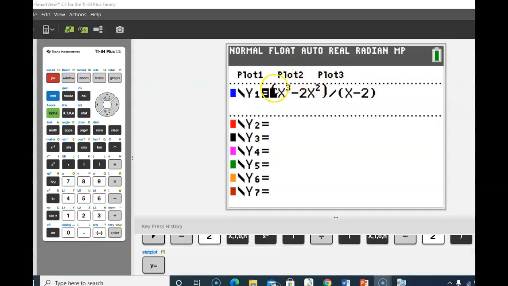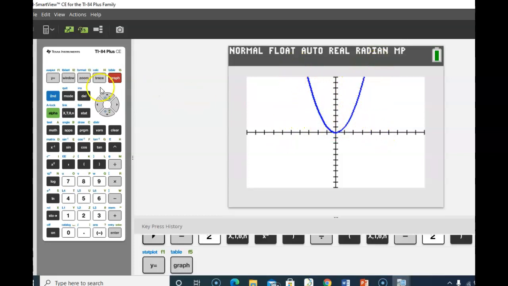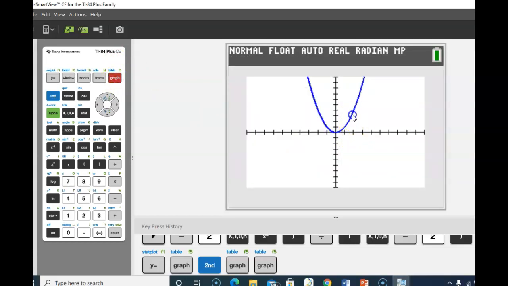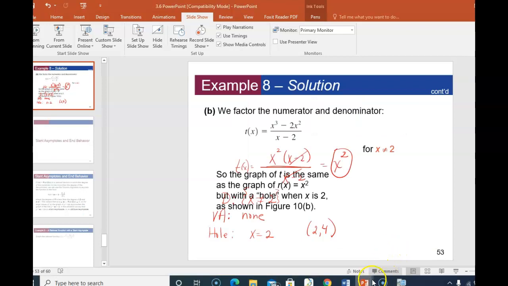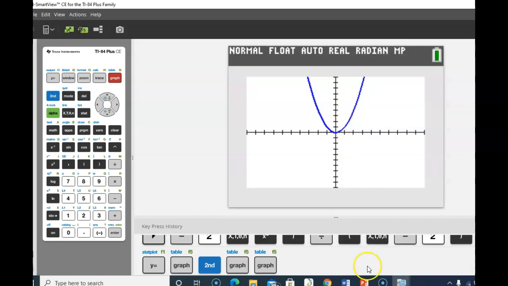So when we put this in our calculator here, we can see that we're going to put parentheses around it. Look at the graph, and it's just a graph of a regular parabola. We have no vertical asymptotes whatsoever. But if we look at the table, we are still going to see an undefined value here at 2. That's where the hole is occurring, here at 2. So our location that we identified was (2, 4). Okay, so here at (2, 4), we would have a hole that would be showing up. If we were drawing this out on paper, we need to put an open circle there.